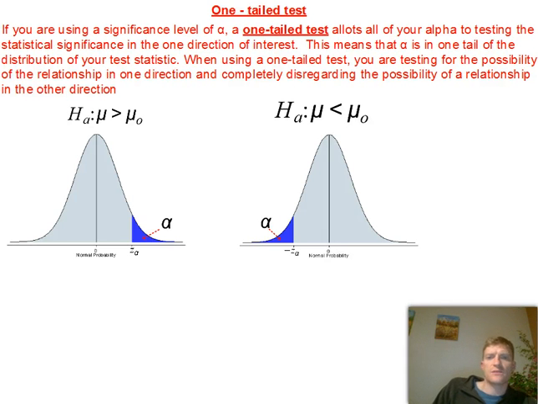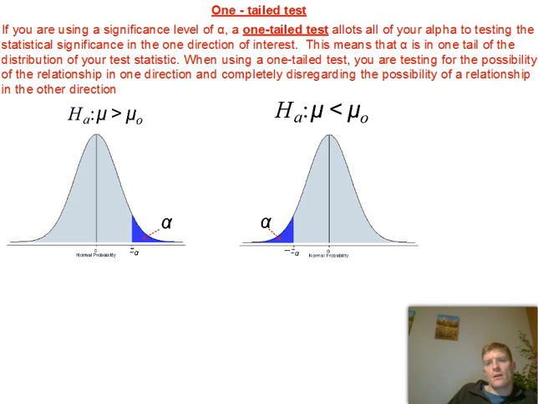Now, considering that as a one-tailed test, if you're using a significance level of alpha, one-tailed test, that's going to allot all of the alpha amount, or all of the area, to just one of the tails, to testing the statistical significance in one direction of interest. Could be greater than, or it could be less than. This means that alpha is in one tail of the distribution of your test statistic.